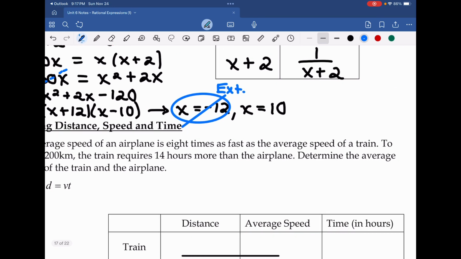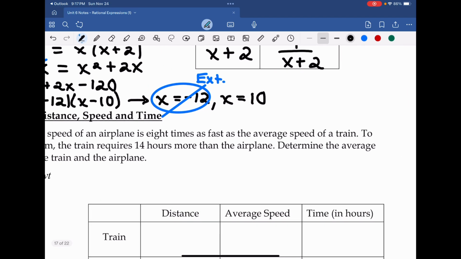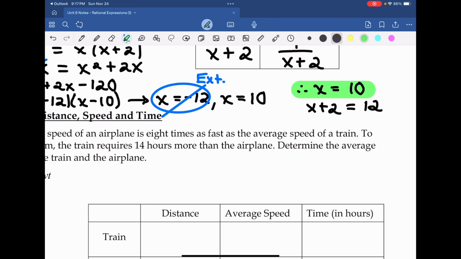So hence, what is our solution? Well, we see that our first one is x equals 10, our next consecutive number. If, therefore, x is equal to 10, then x plus 2, or that next consecutive even integer, is the other factor, which in this situation gives us 12. So we can say these numbers are 10 and 12.